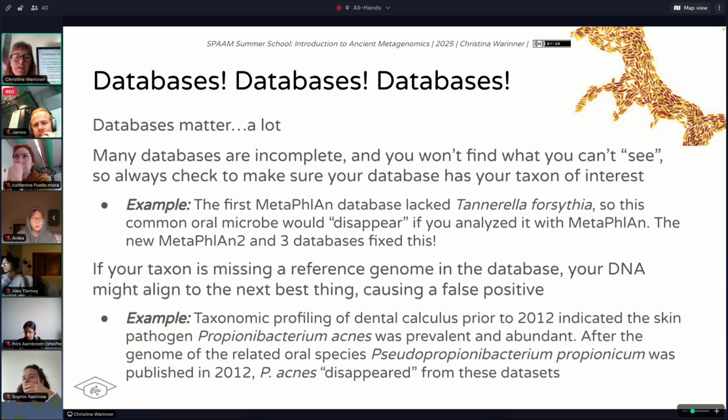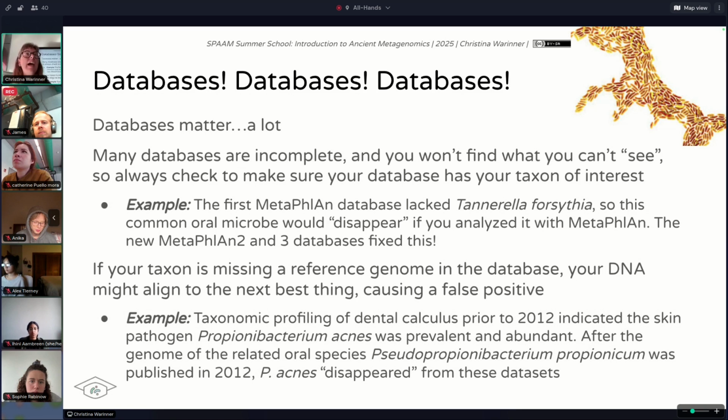Another example here is taxonomic profiling of dental calculus prior to 2012 always returned results that the pathogen Propionibacterium acnes, which causes acne, was prevalent and abundant. We saw in almost every oral data set so much Propionibacterium acnes. However, after the genome of the related oral species, Pseudopropionibacterium propionicum, was published in 2012, P. acnes just disappeared from all the data sets.